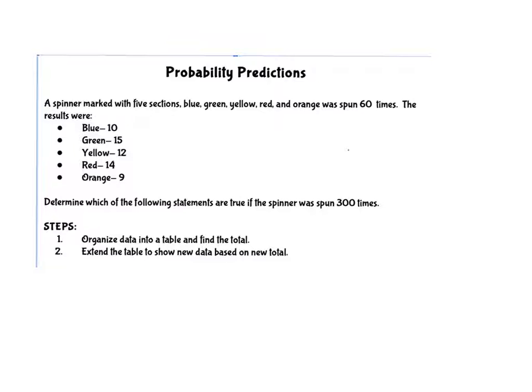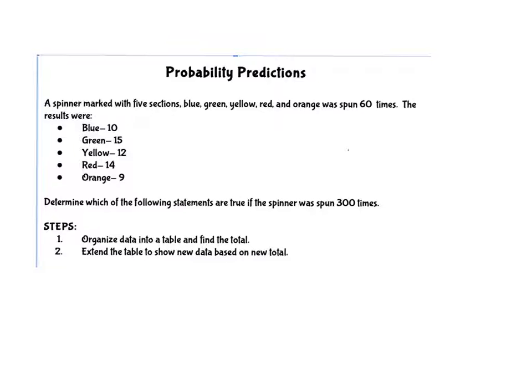Now, let's look at this problem. A spinner marked with 5 sections, blue, green, yellow, red, and orange was spun 60 times. The results were blue had 10 spins, green had 15, yellow had 12 spins, red had 14, and orange had 9. Determine which of the following statements are true if the spinner was spun 300 times.